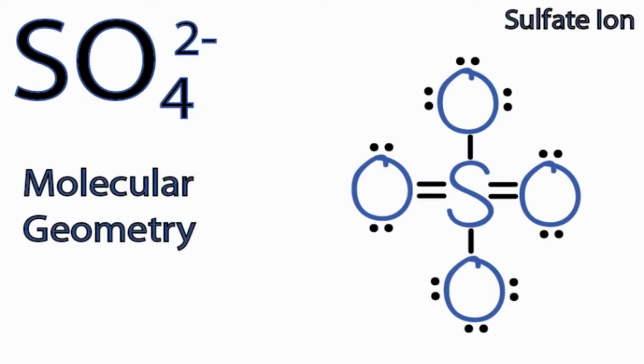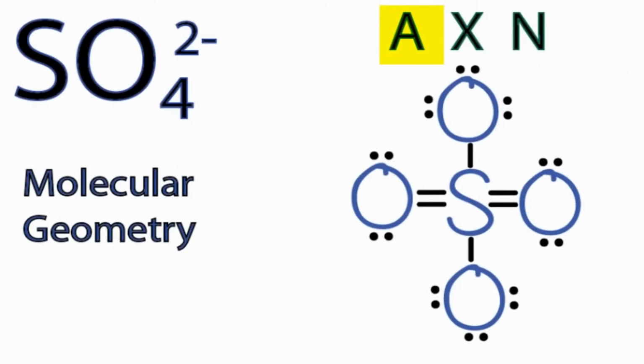To help us, let's use the AXN notation to figure the molecular geometry for SO4 2-. A, that's the central sulfur. X, that's the number of atoms bonded to the central sulfur. We have those 4 oxygen atoms bonded. And then N, that's the non-bonding electron pairs on the central atom there. Well, all of the electron pairs are involved in bonds for the sulfur, so we can just ignore N.